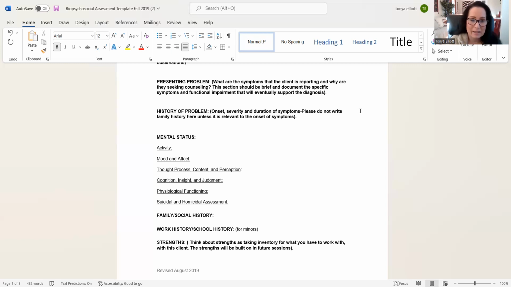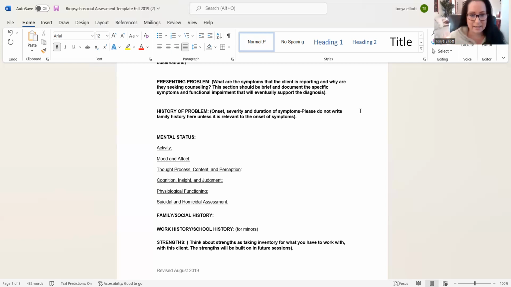So activity is really what's going on with your client. Like, what are you observing? And keep in mind, mental status is a snapshot of what's happening right here, right now, not like what's been going on with the client all week. It's actually what's happening right here, right now with the client.